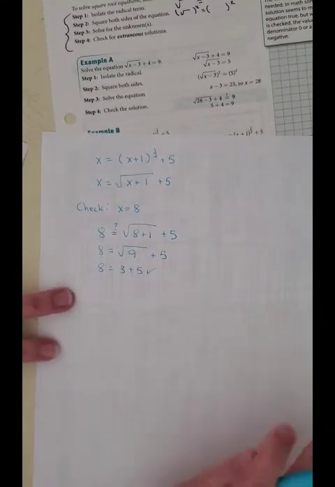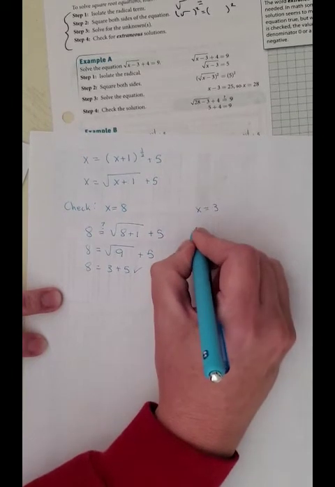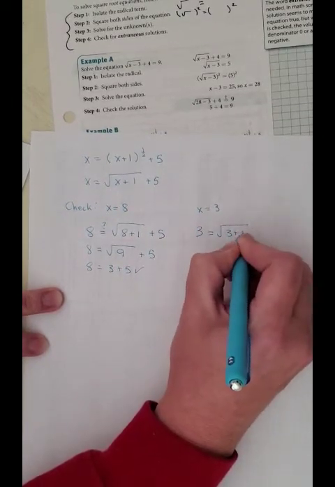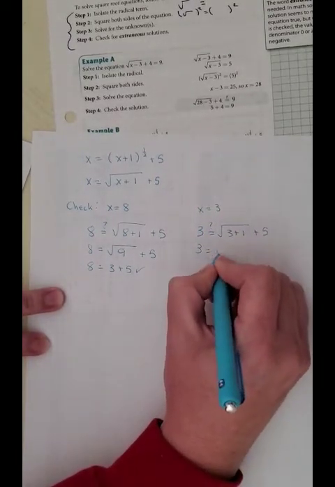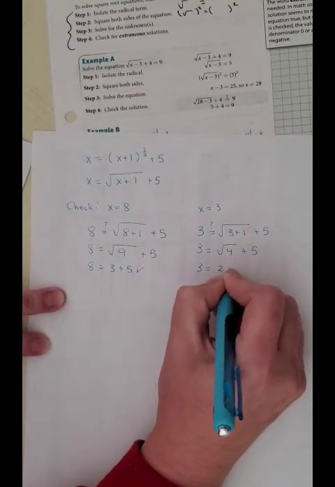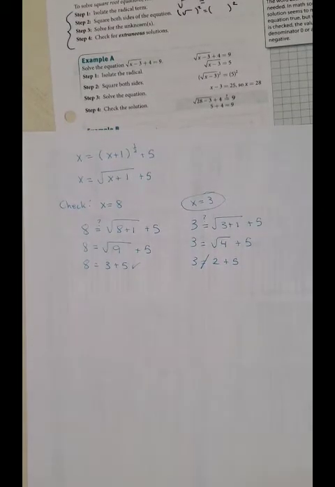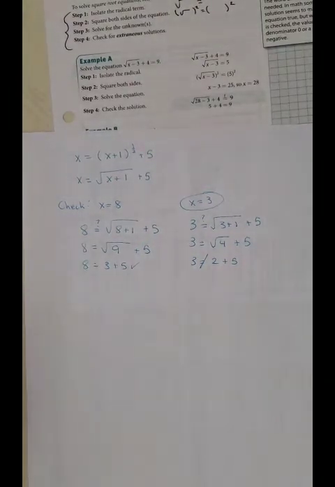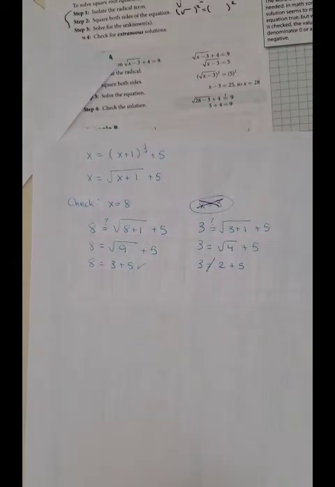I'm also going to check x equals 3. That was my other solution. So this time I have 3 equals the square root of 3 plus 1, plus 5. And I'm checking this. 3 equals the square root of 4 plus 5. So 3 equals 2 plus 5. That is not true. This value is what's called an extraneous solution. And so while it appeared we might have two solutions, x equals 8 and x equals 3, we actually only have one solution that makes the equation true.